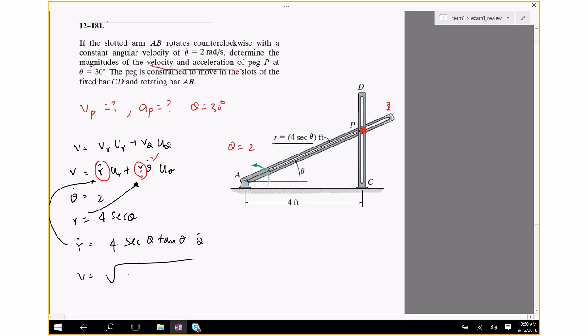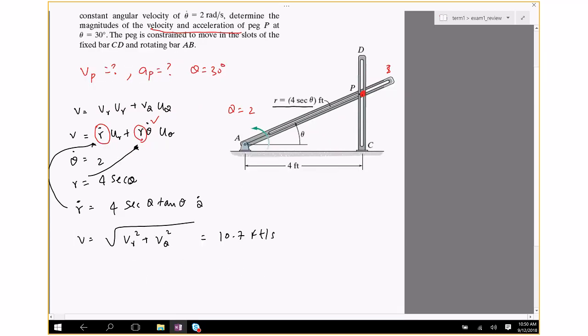So V equals the square root of VR squared plus V theta squared, which equals 10.7 feet per second. Okay. Now what you should do is, and I'll post the answer, try to find acceleration. The answer is 24.6, but I'll post the solution in a bit. Okay, so I'll see you on Friday for the exam, first exam.